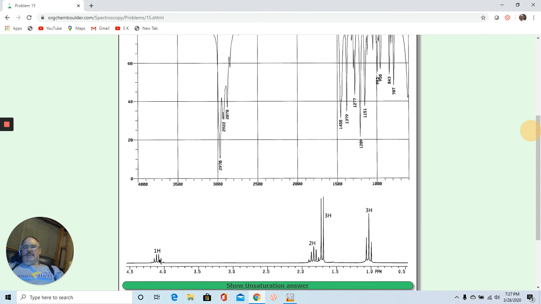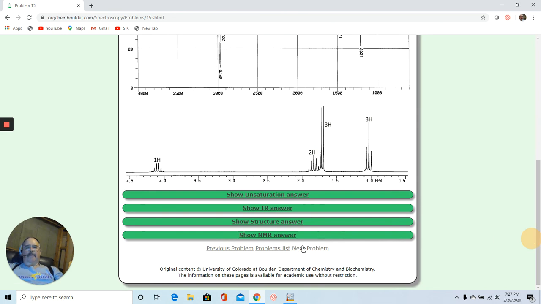Okay, and then this is split by the methyl, and then it is split by the CH2 on the other side. Okay, so this is the CH3 on carbon number 1. It's split into 2 by the 1 hydrogen on carbon number 2. Okay, so that would be 2-bromobutane.